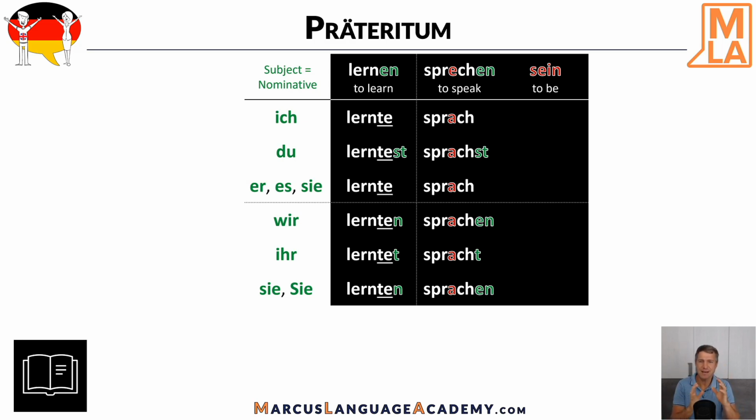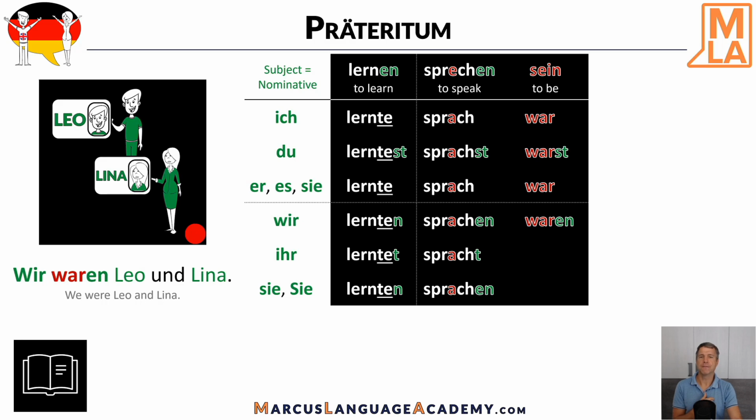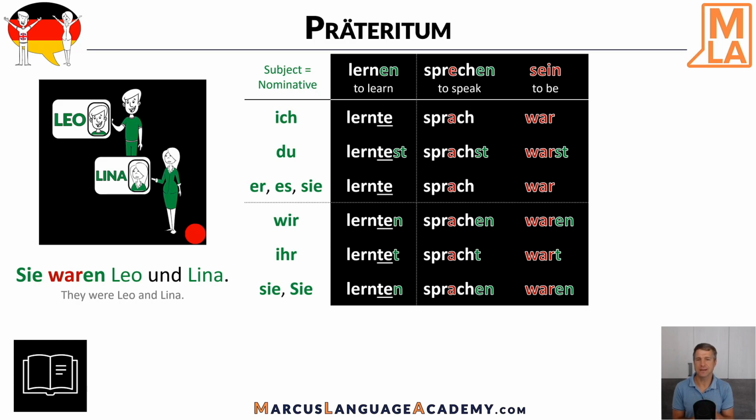And here again, sein is very, very irregular and is conjugated like this. Ich war. Ich war Leo. I was Leo. Du warst. Du warst Leo. You were Leo. Er war. Er war Leo. He was Leo. Wir waren. Wir waren Leo und Lina. We were Leo and Lina. Ihr wart. Ihr wart Leo und Lina. You all were Leo and Lina. And sie waren. Sie waren Leo und Lina. They were Leo and Lina.